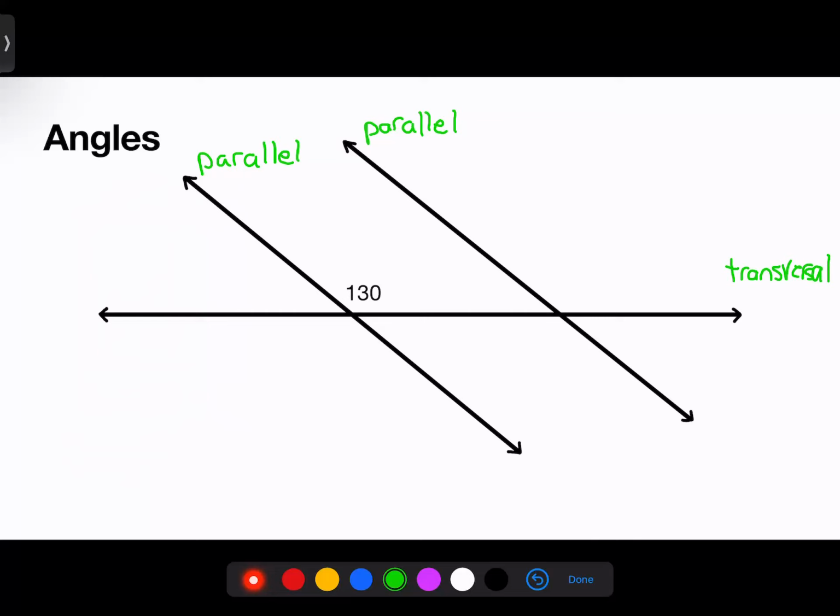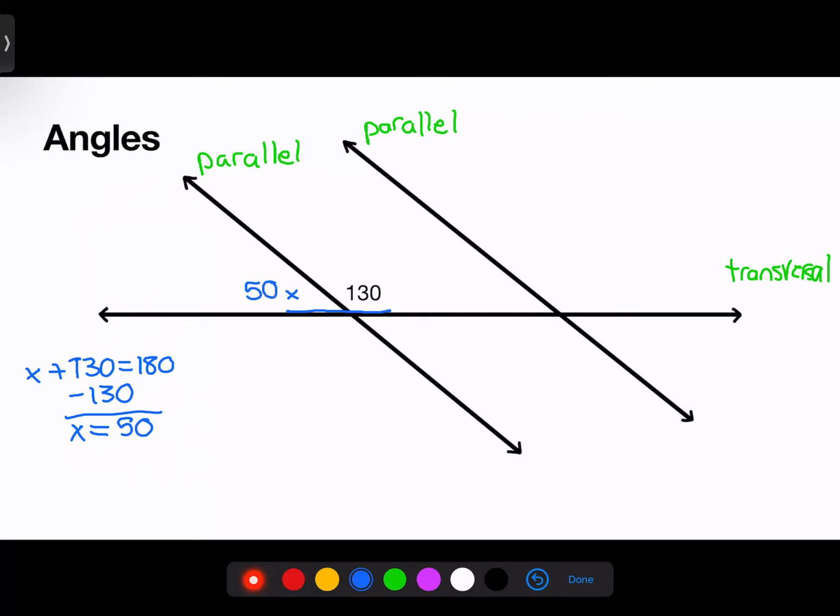There are several relationships you can explore. First, we could call this a supplementary set. Let's call this X and solve. X plus 130 equals 180. Subtract 130 from both sides to isolate X, and X equals 50. We can put 50 here.